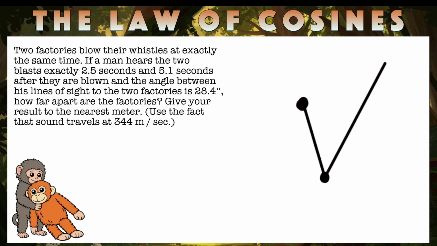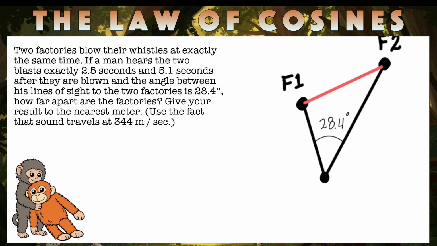So here's one factory. Is that what it was? Yeah, factory F1 and F2, right? And the angle in between his lines of sight to the two factories we said was 28.4 degrees. Okay. Now we want to know how far apart the two factories are. So we're looking for this line right over there. I can call it D.